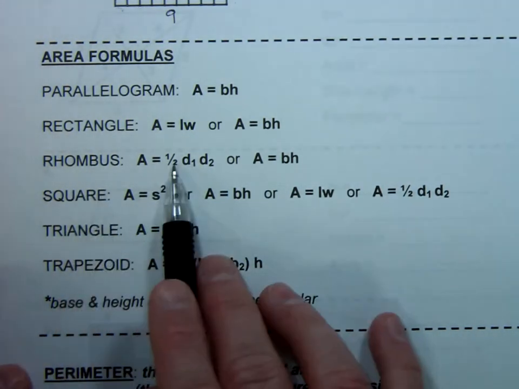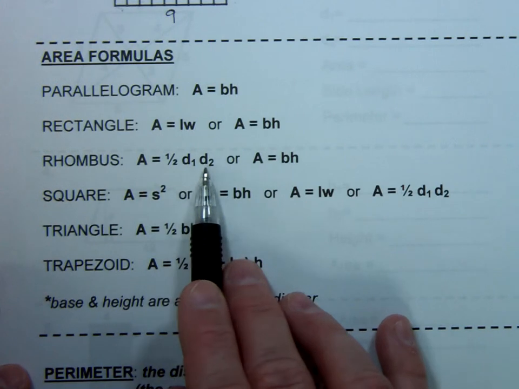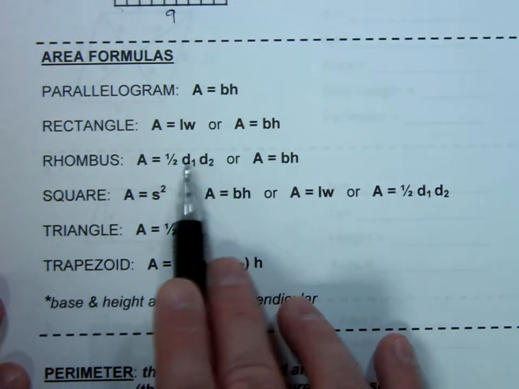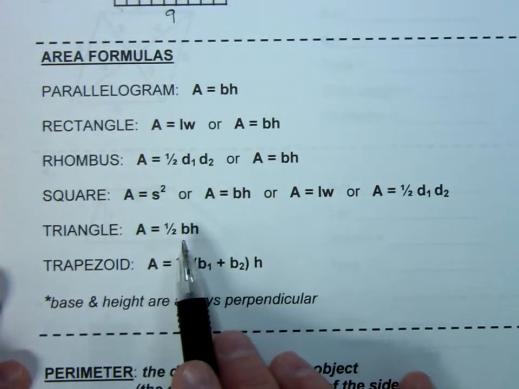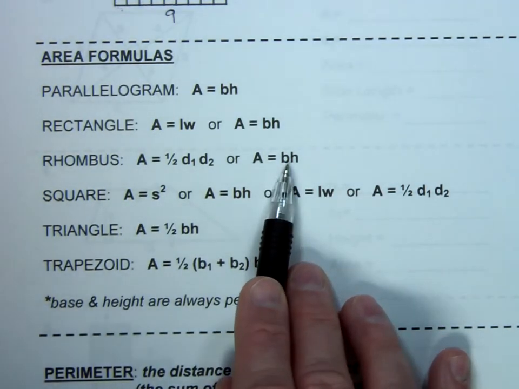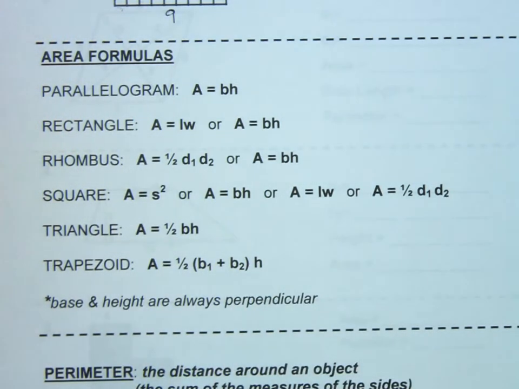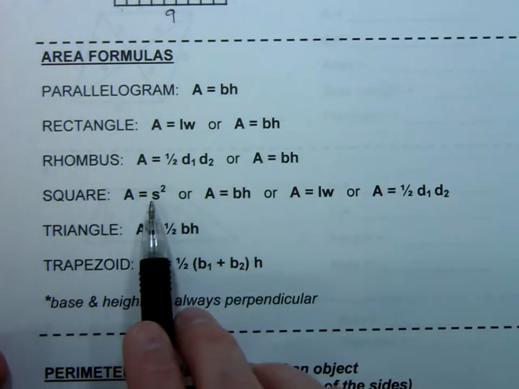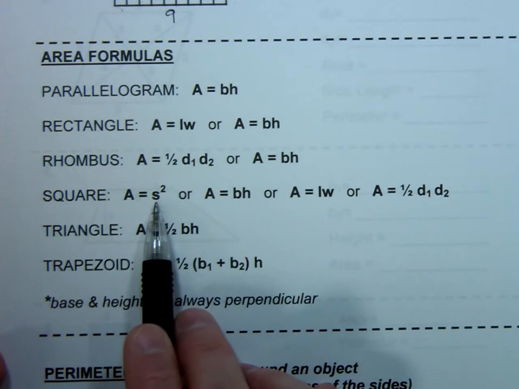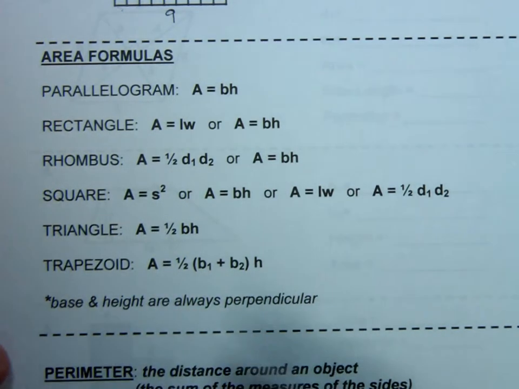For a rhombus, it's 1/2 times diagonal 1 times diagonal 2. So you're multiplying your diagonals and multiplying by 1/2. Now, a rhombus is a type of parallelogram, so base times height would work also if you have that information. A square has its unique formula, side squared. You can take the length of one side and square it. That'll give you the area of a square.